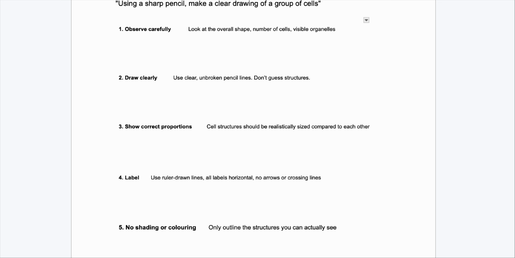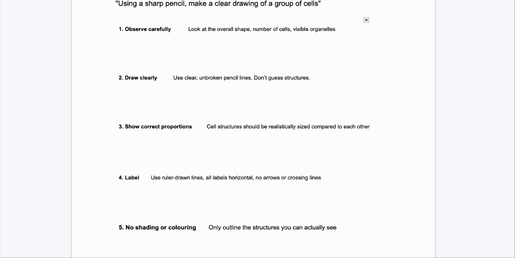You will lose marks if you sketch or shade, if you use a pen or colour, if you add things that aren't visible, like guessing the mitochondria, if you don't follow the instructions, for example, drawing more than 2 cells or only partial cells, and if you use messy, unclear label lines. So that's pretty much it.